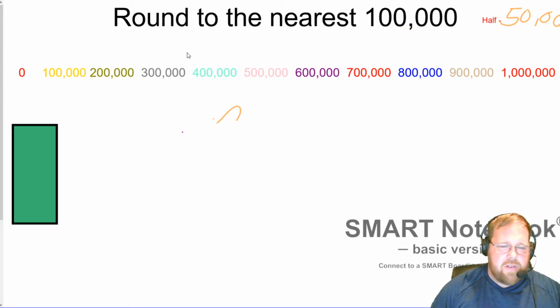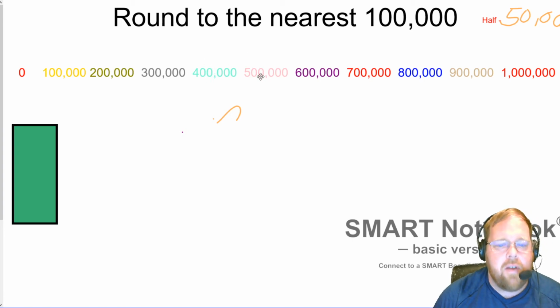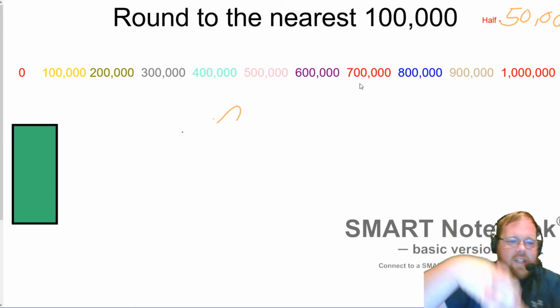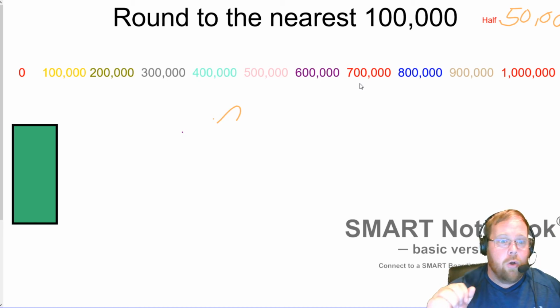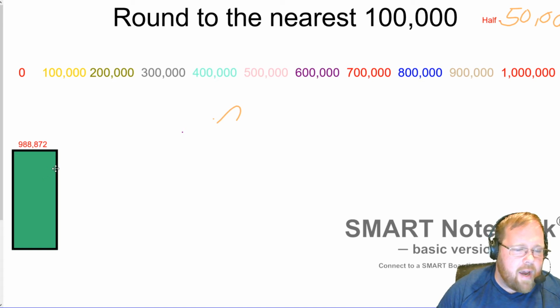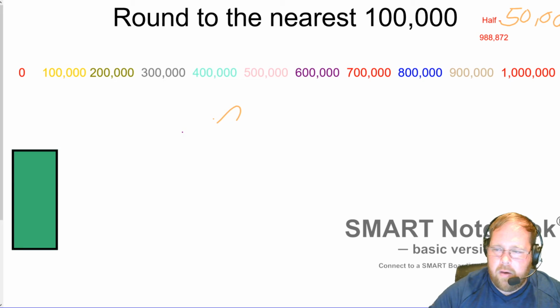Okay. So round to the nearest 100,000. 100,000, 200,000, 300,000, 400,000, 500,000, 600,000, 700,000, 800,000, 900,000, a million. Okay, too much, you're right. So let's look at this number, 988,872. We know it comes in between 900,000 and 1 million. But which way does it fall?